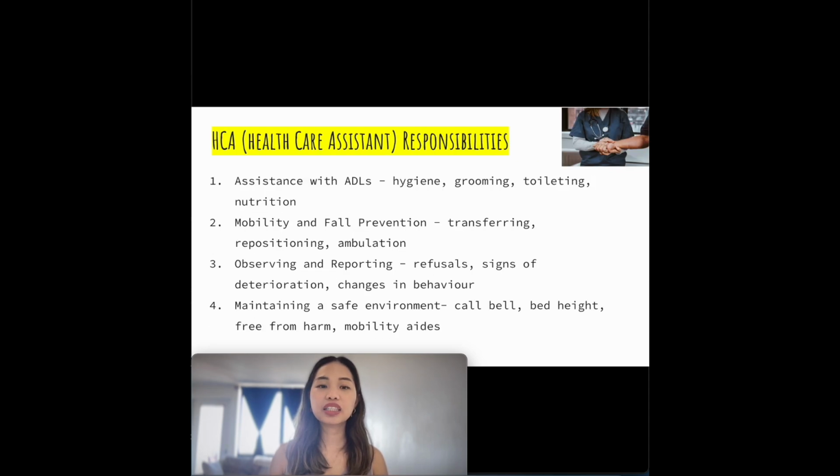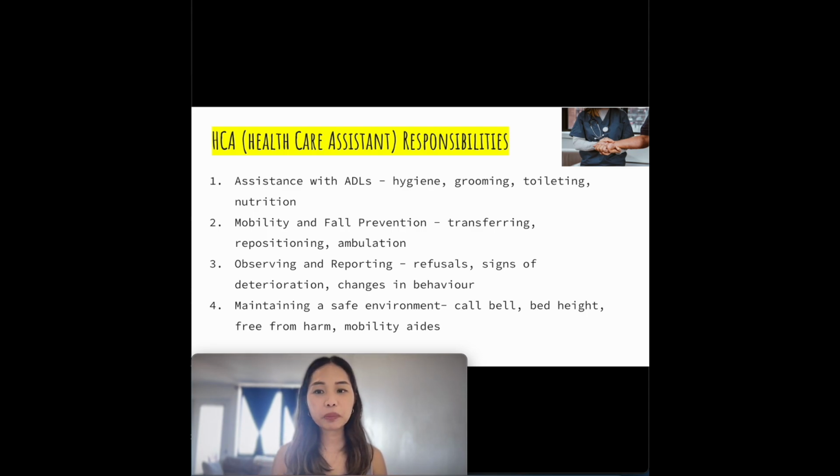For the healthcare assistant, the HCA will support Mr. Thompson's ADLs, hygiene, grooming, toileting, nutrition, mobility as well here that you can see, fall prevention because the patient is falls risk. So transferring, repositioning, and ambulation. So if you're a healthcare assistant and you're going to be doing your SLA, that's something that I would focus on as well, is knowing how to safely do that.